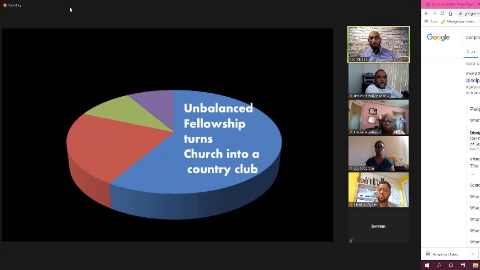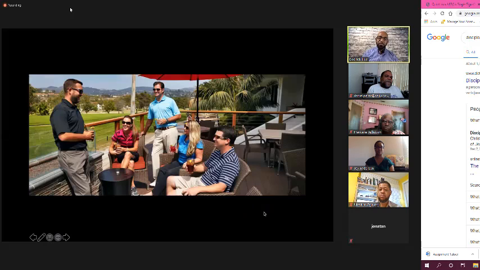Because the fellowship was only for those who were on the inside track. The church almost became like a speakeasy where you have to know the secret knock on the door in order to get in. You have to know the right people in order to be able to fit into that church. So when there's too much fellowship and that becomes unbalanced, then the church becomes a country club for me, mine, us four, and no more.